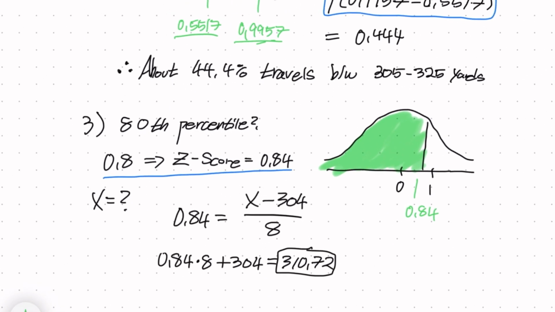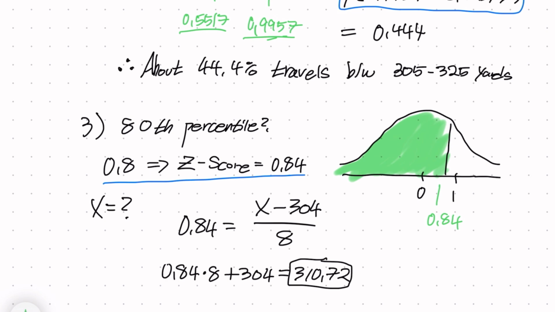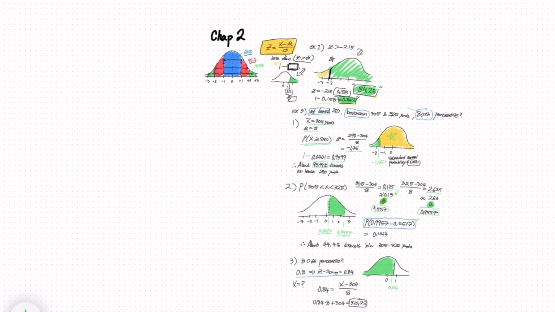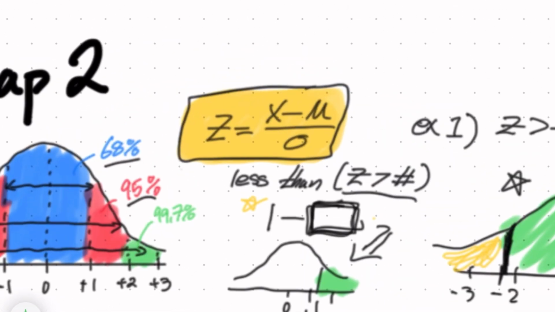So number 3, what is the 80th percentile? That 80th percentile would be in my standard normal probabilities. If I look at the table and change it to the z-score, it would look like 0.84. So we want to know the distance, right? They're asking for the x value. If I put 0.84 in my z-score equation, x minus 304 over 8, and solve for x, I would get 310.72 yards. And that is all you need to remember for chapter 2, which is finding the z-score.